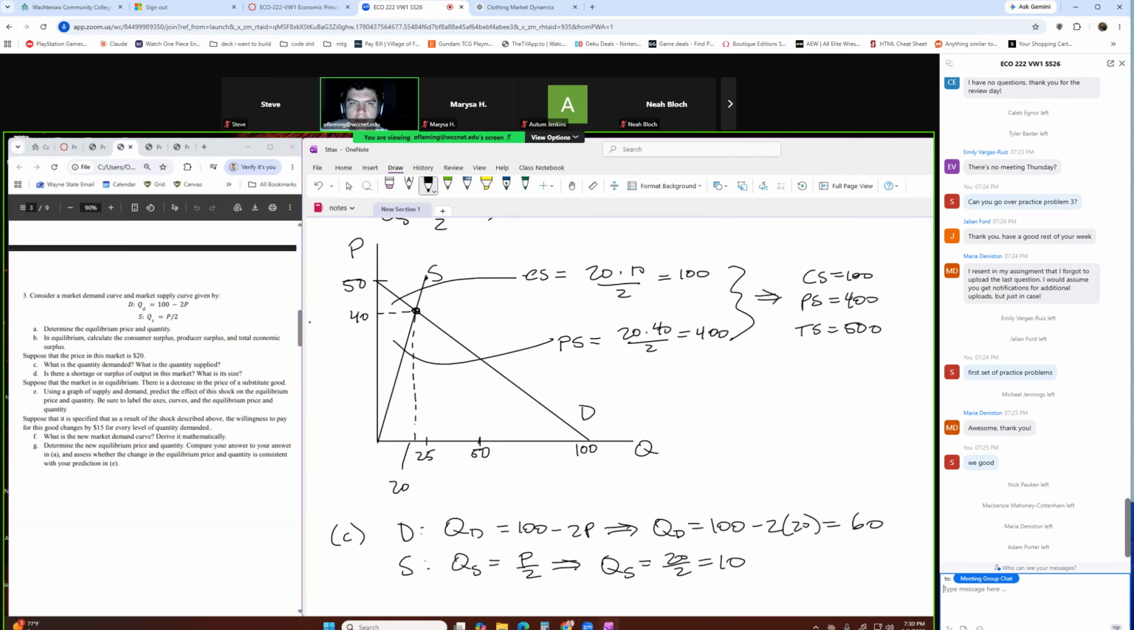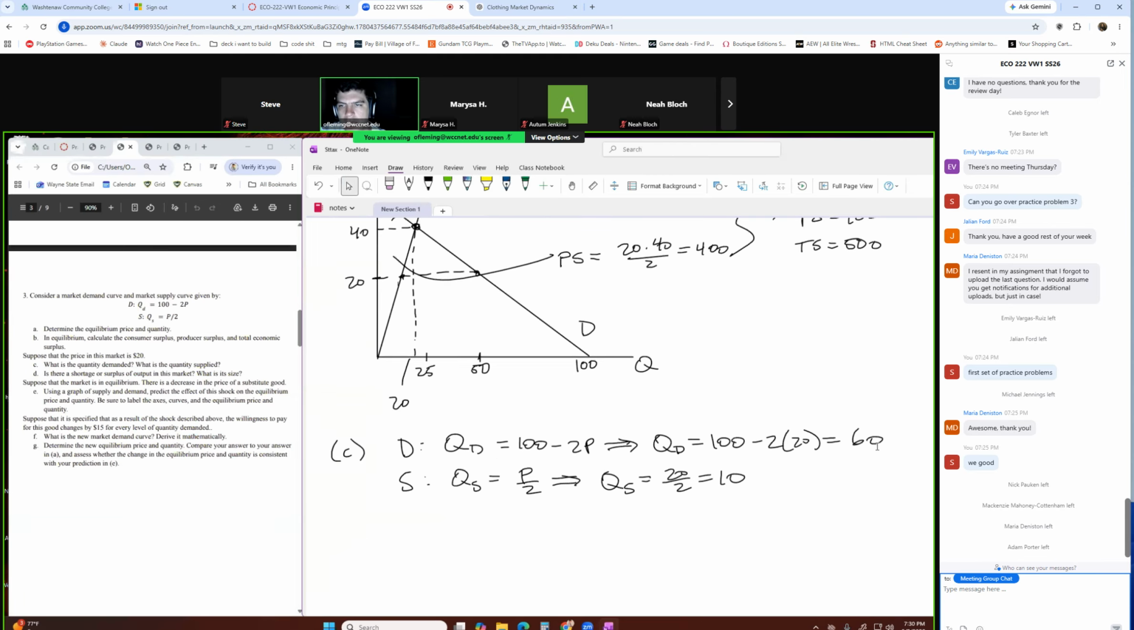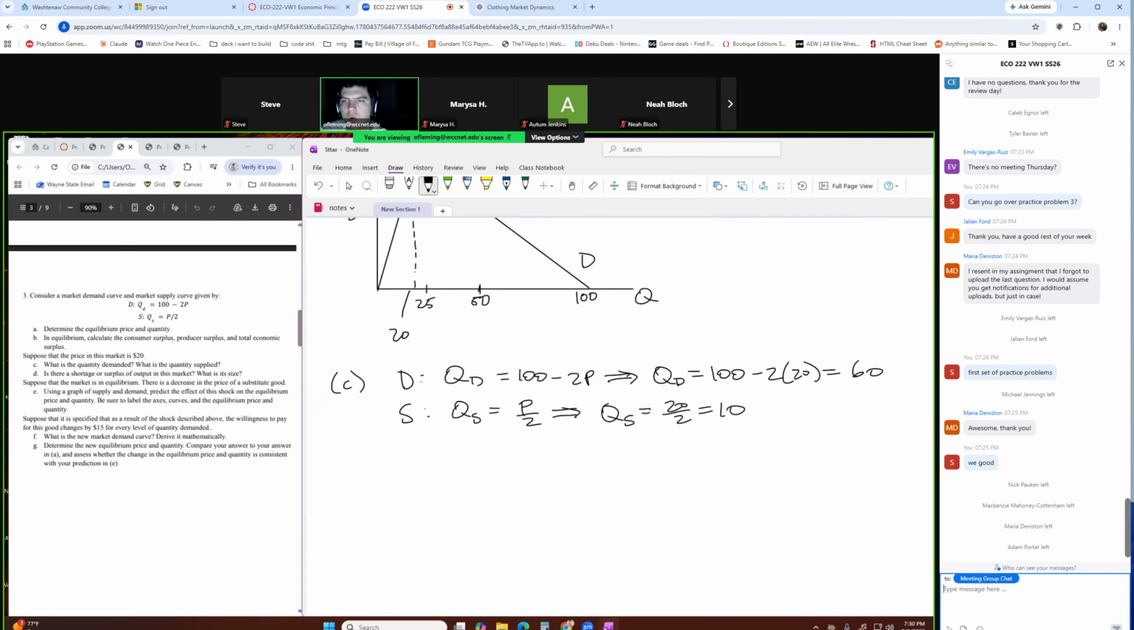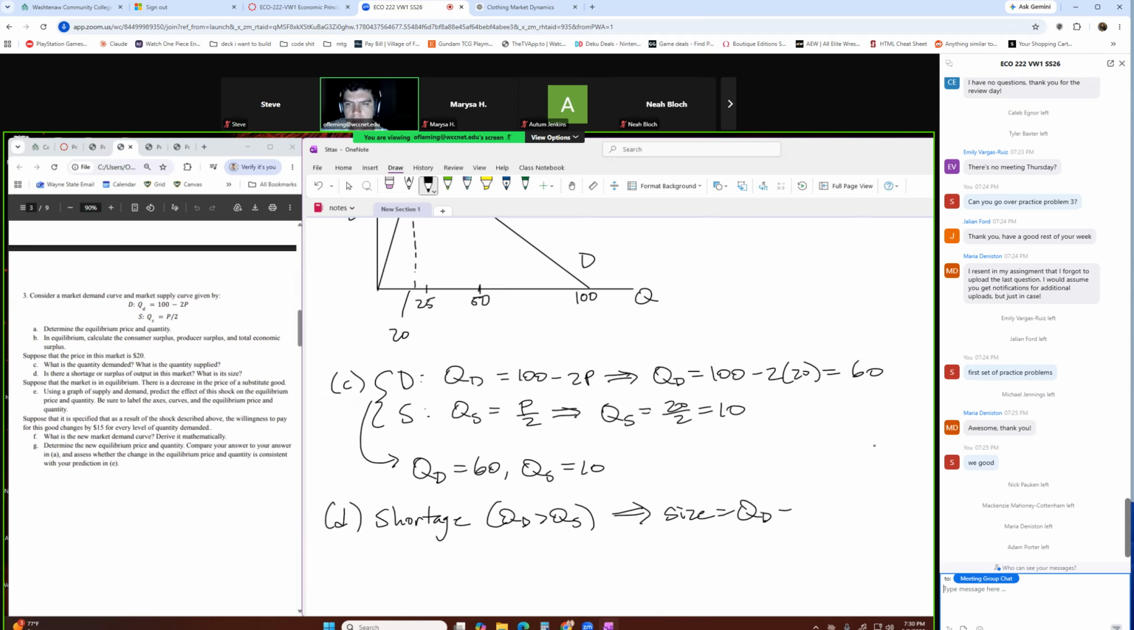So as you can see up here, if I put in a price of 20, clearly it's going to be the case that quantity demanded is going to exceed quantity supplied. In this case, we know that when quantity demanded exceeds quantity supplied, that means that there is a shortage. The answer to this question is just quantity demanded equals 60, quantity supplied equals 10. Okay, now I was getting ahead of myself. Is there a shortage or surplus? Well, clearly there's a shortage, right? Because the quantity demanded exceeds the quantity supplied, and the size is going to be equal to that difference, quantity demanded minus quantity supplied, which is equal to 50.